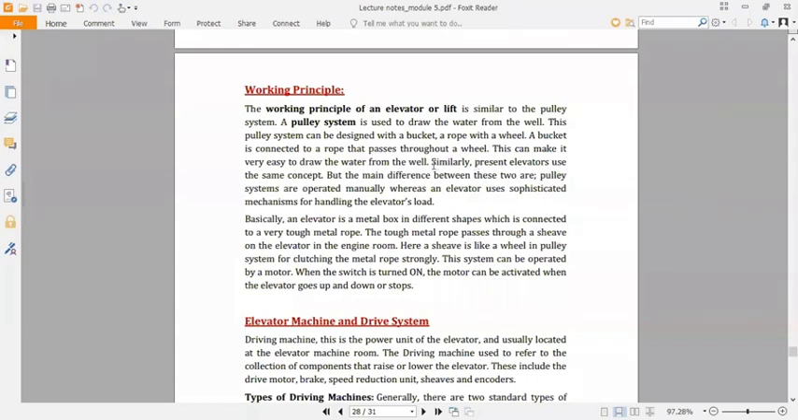Okay, the same principle we are using in the elevator system. Okay, only difference is we are using the electric motor. Okay, that is, we are not doing this complete process manually. We are using electric motor and the control system drive unit to run the complete elevator system. That is the only difference. The basic principle is same.